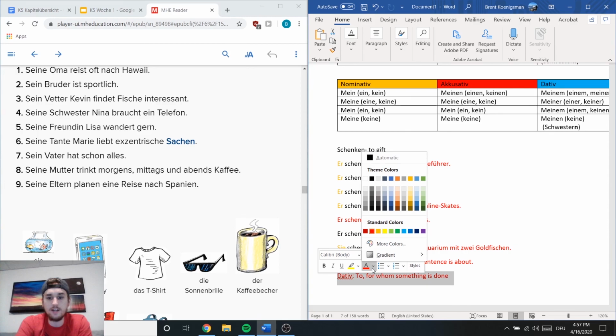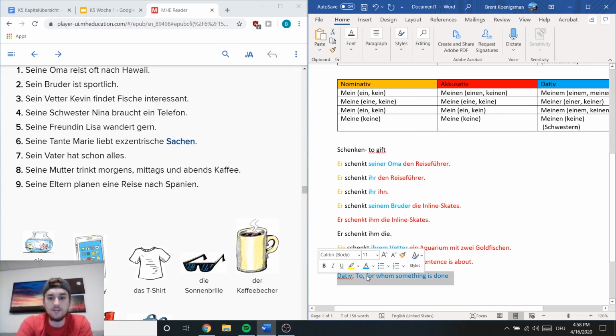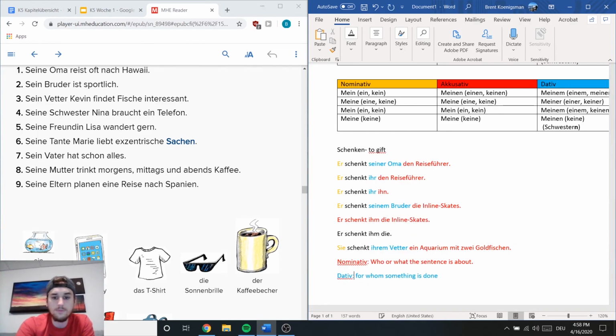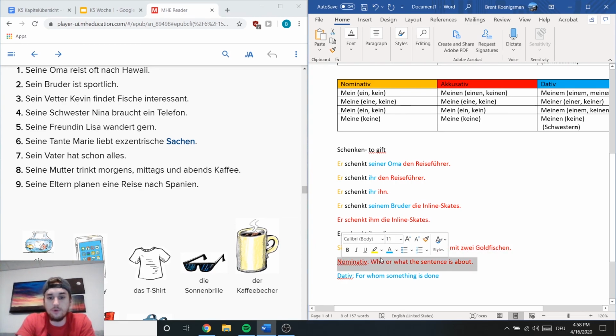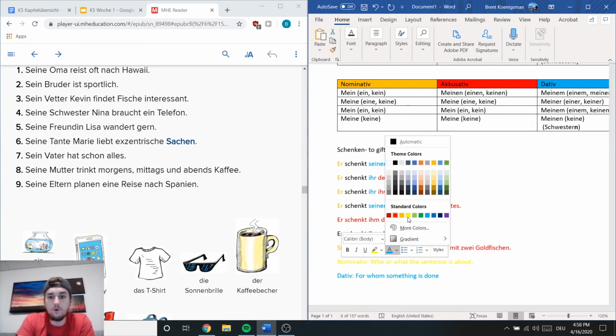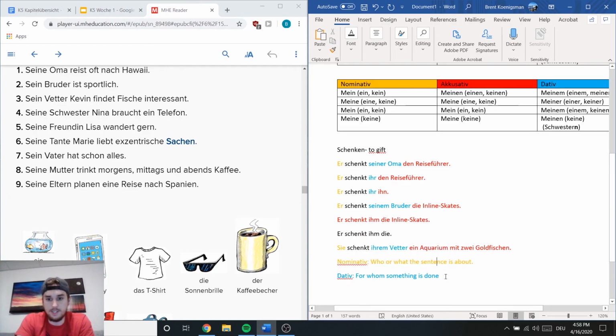And maybe I should word that a little bit differently. I think actually I'll just get rid of the "to", and I'll keep it with the "for", because if I give something to you, I'm doing something for you, right? If I give something to you, I'm doing something for you. So that's for whom or for what something is done. And then you've got the accusative, right, which is the thing or person that is acted upon, right?